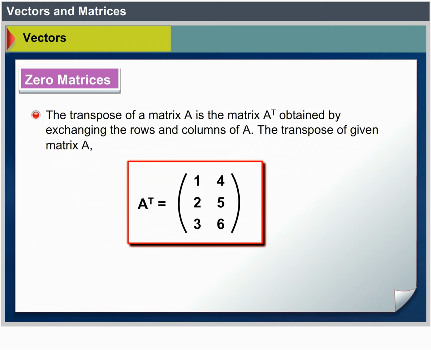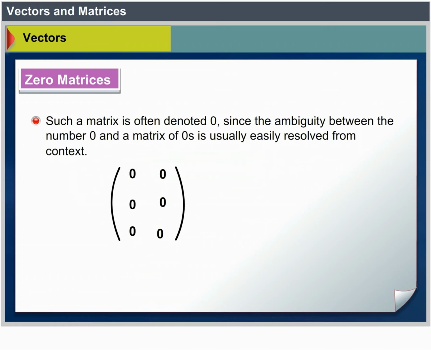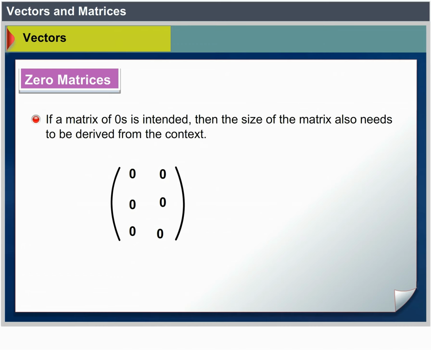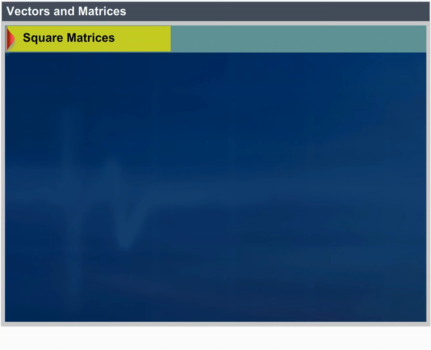Zero matrix. A zero matrix is a matrix all of whose entries are 0. Such a matrix is often denoted 0, since the ambiguity between the number 0 and a matrix of zeros is usually easily resolved from context. If a matrix of zeros is intended, then the size of the matrix also needs to be derived from the context. Square matrices. Square n by n matrices arise frequently.